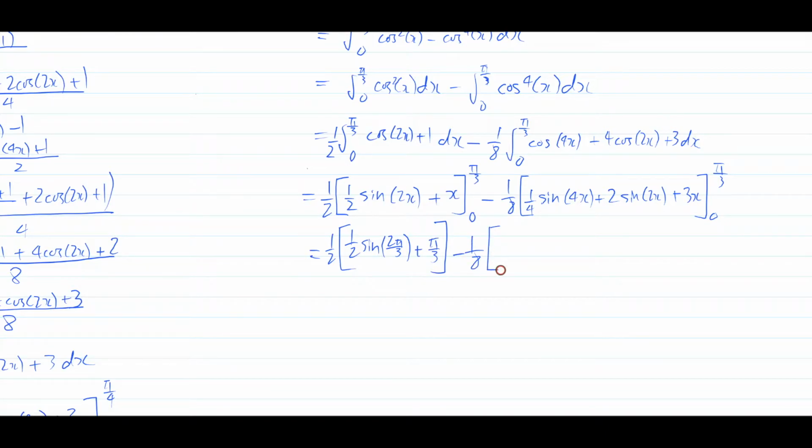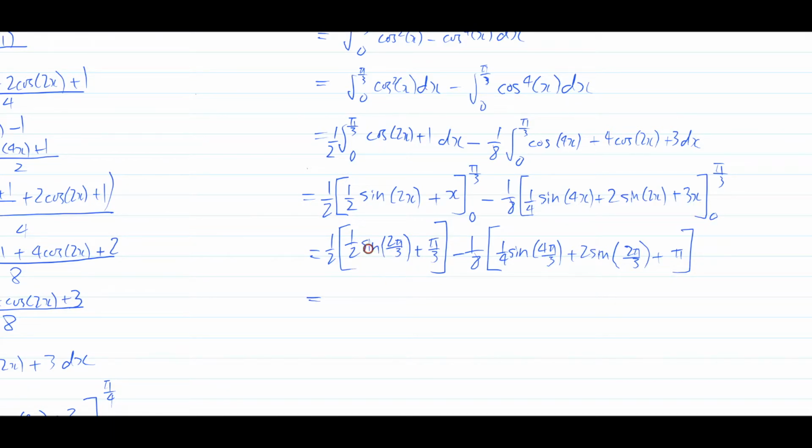0 also disappears, so you don't even have to sub in the 0, which is quite convenient. And then over here as well, 1 on 8. If I sub in pi on 3, that gives me 1 on 4 sine 4 pi on 3 plus 2 sine 2 pi on 3, and then plus 3 times pi on 3, it's just plus pi. And then of course you have the minus and then sub in the 0. But the good thing about 0 is you sub in the 0, it just disappears. Sine of 0 is 0, 3 times 0 is 0, so you don't even have to write it, right?